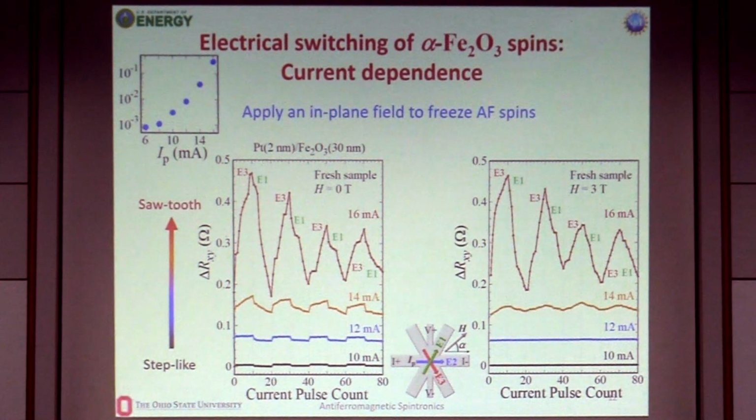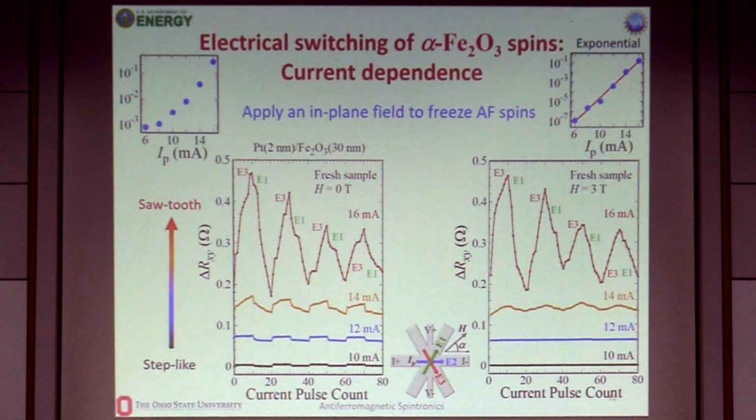So we plot this pulse current dependence of the Hall resistivity we measured. Let's say this plot, just measuring the delta right here. Remember, this is the log scale, this is linear. It is really not a linear or exponential dependence, so we cannot call it whichever way. However, after you freeze it with a 3 Tesla in-plane field, the magnitude, although a flat line, when you zoom in, there's still tiny magnitude. It is exponential, so the semi-log plot. We'll come back to that later.